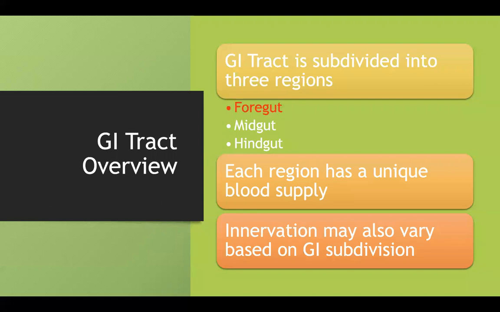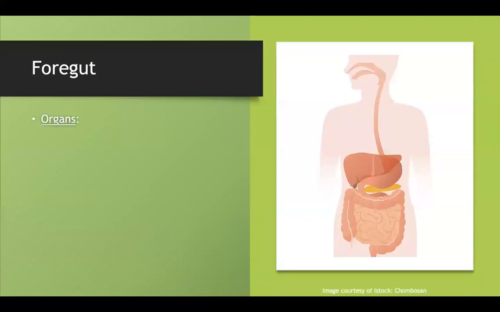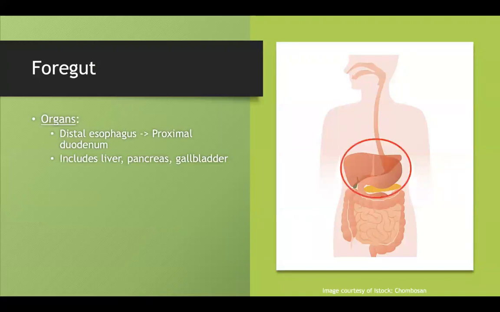Let's talk a little bit about each of these subdivisions, starting with the foregut. So the foregut starts in the distal esophagus and ends in the proximal duodenum. And it also includes some accessory organs like the liver, pancreas, and gallbladder. So I'll circle essentially where the foregut is in our body, right here on the picture to the right. The artery that supplies this is the celiac trunk, which we'll talk about a lot more in our stomach section. And the parasympathetic nerve that supplies innervation to this region is the vagus nerve.